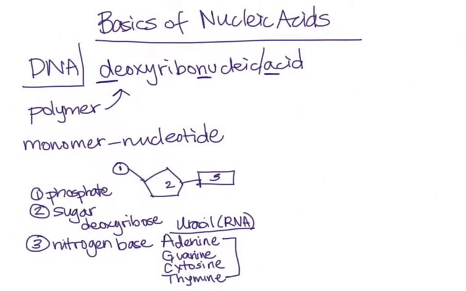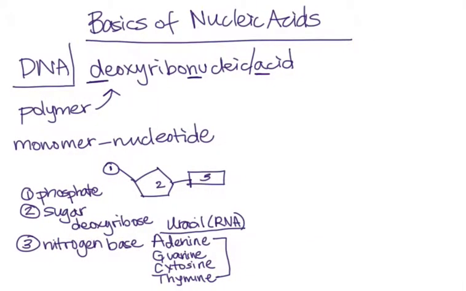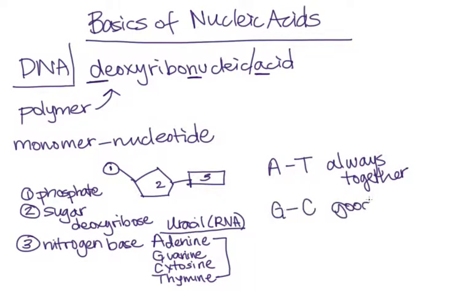Going back over here, the other interesting thing that we find out is that A always binds with T, always together. And G binds with C. Good combination. So what does that mean? What does it mean they bind together?